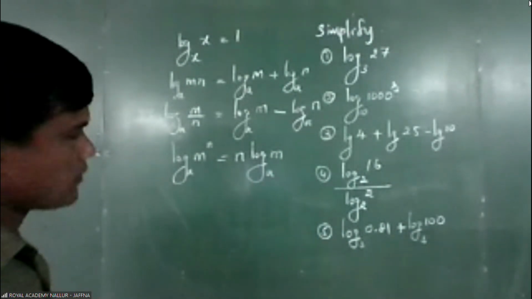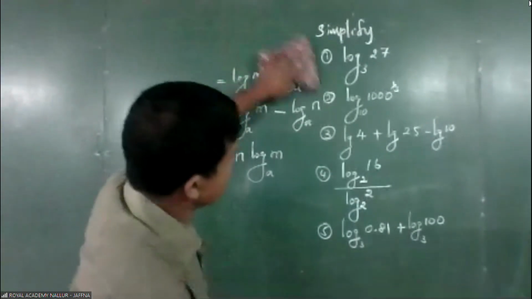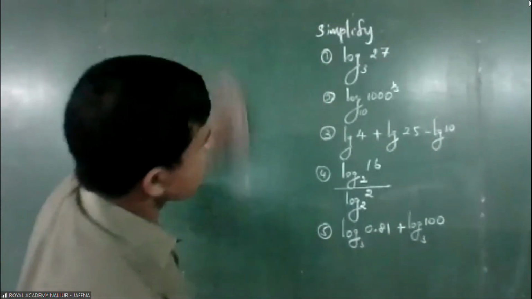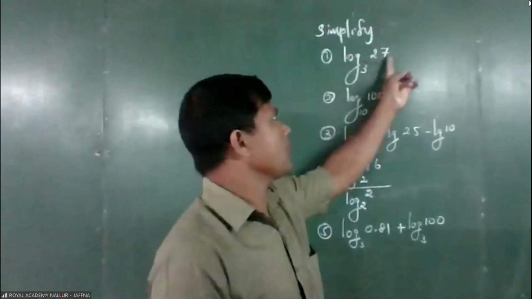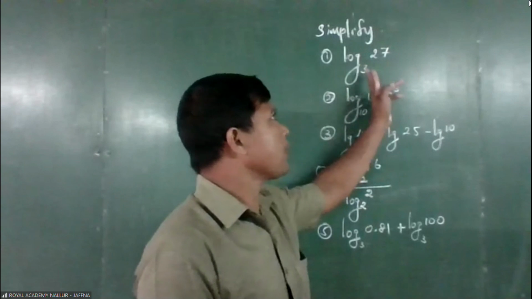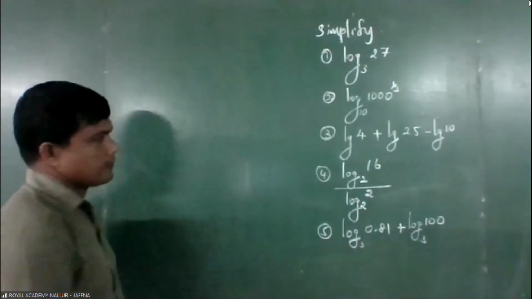You try to simplify these questions using basic logarithmic rules. You know, simplifying this, first you have to make 27 as the power of this base 3. Then conditions.